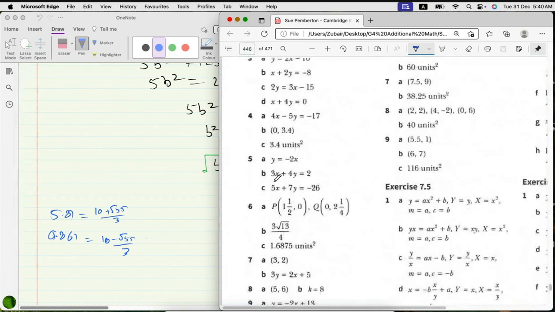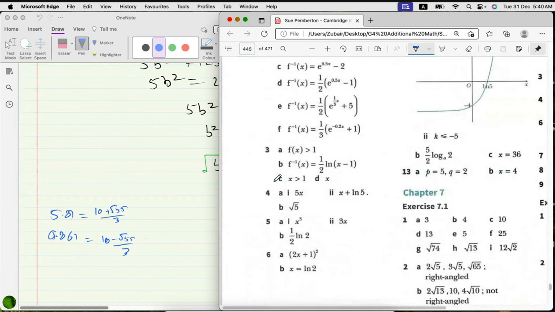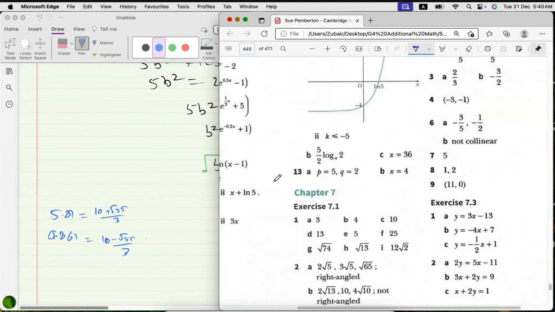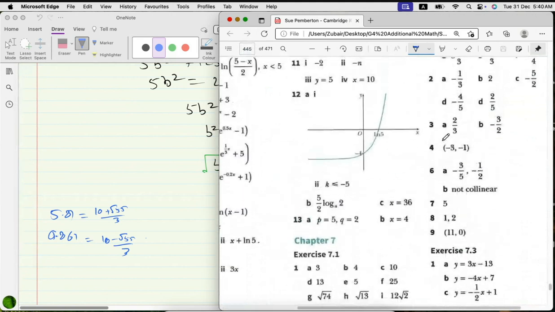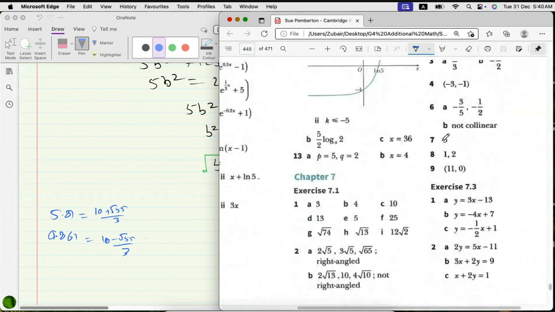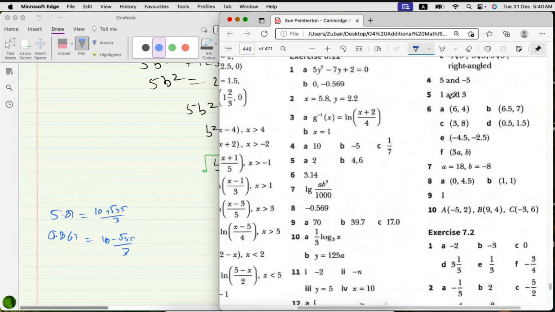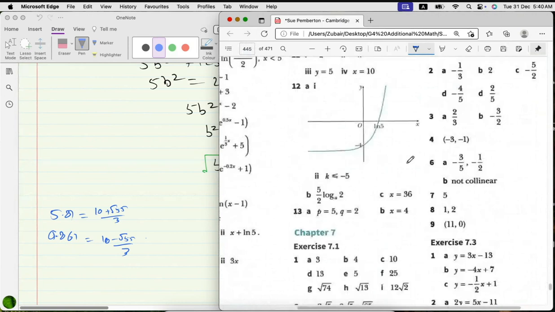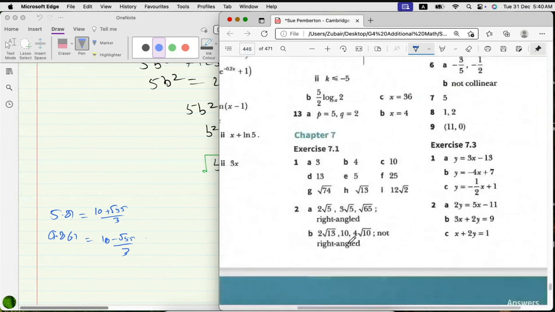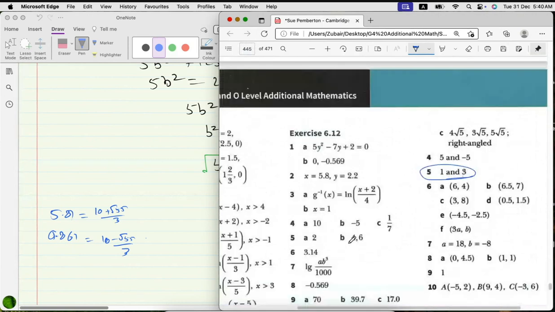Seven point one, and question number 5 is 1 and 3.